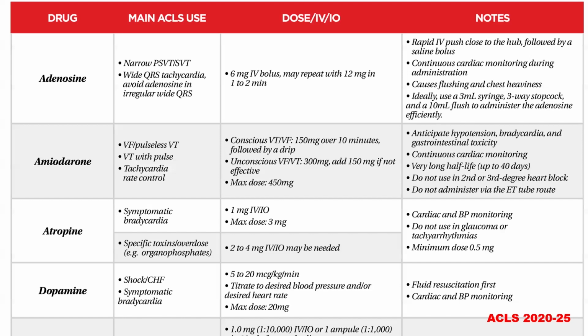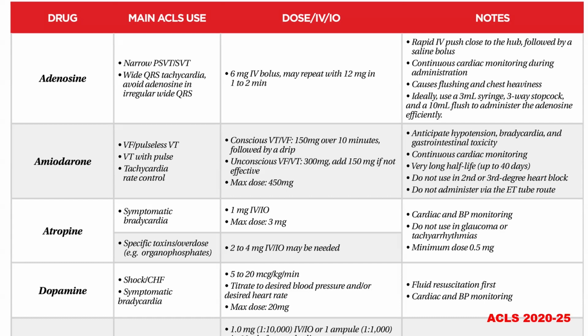Atropine. Atropine is used in symptomatic bradycardia and specific toxin overdose. The dose is 1 milligram IV or IO, same dose. Max dose is 3 milligram. Cardiac and BP monitoring. Do not use in glaucoma and tachyarrhythmias. Minimum dose is 0.5 milligram, otherwise you'll have a paradoxical bradycardia.